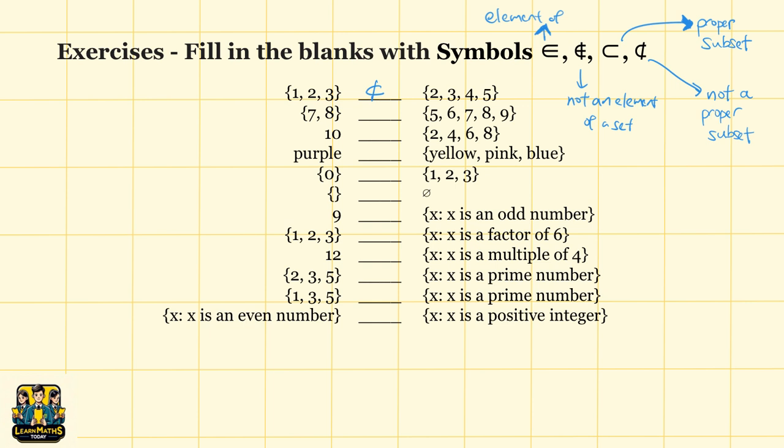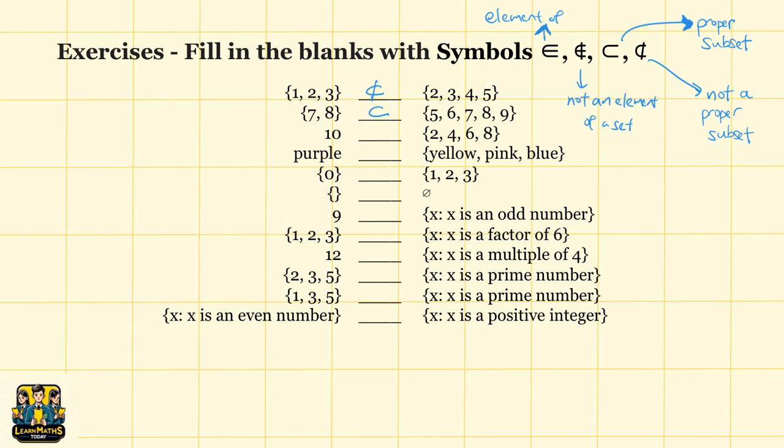7 and 8 are both elements on the left side and they exist on the right side. So we can say the set containing elements 7 and 8 is a proper subset of the set containing 5, 6, 7, 8, 9.